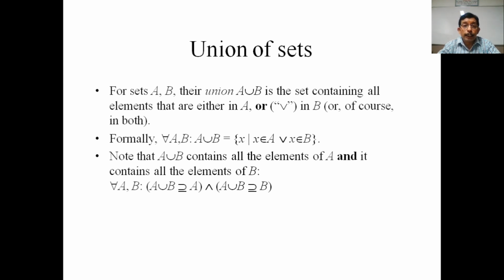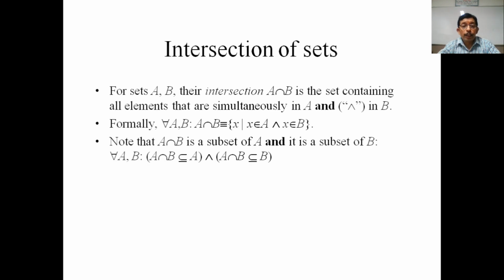Suppose A is the set of even numbers 2, 4, 6, 8 and so on, and B is the set of all odd numbers 1, 3, 5, 7, 9, 11 and so on. Then A union B is the set of all natural numbers 1, 2, 3, 4, 5, 6, 7, 8. Is it clear? Now the second one is the intersection of sets.